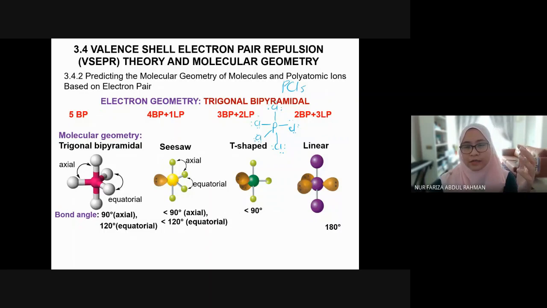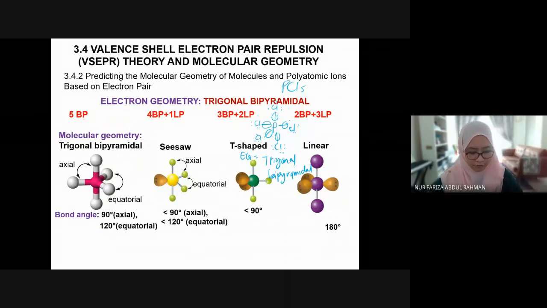Okay, so count the number of electron group on the central. So we have 1, 2, 3, 4, 5. So we have 5 electron group. So 5 electron group will be trigonal bipyramidal. So the electron geometry is trigonal bipyramidal. Ini imagine kalau kita start from scratch, bipyramidal.